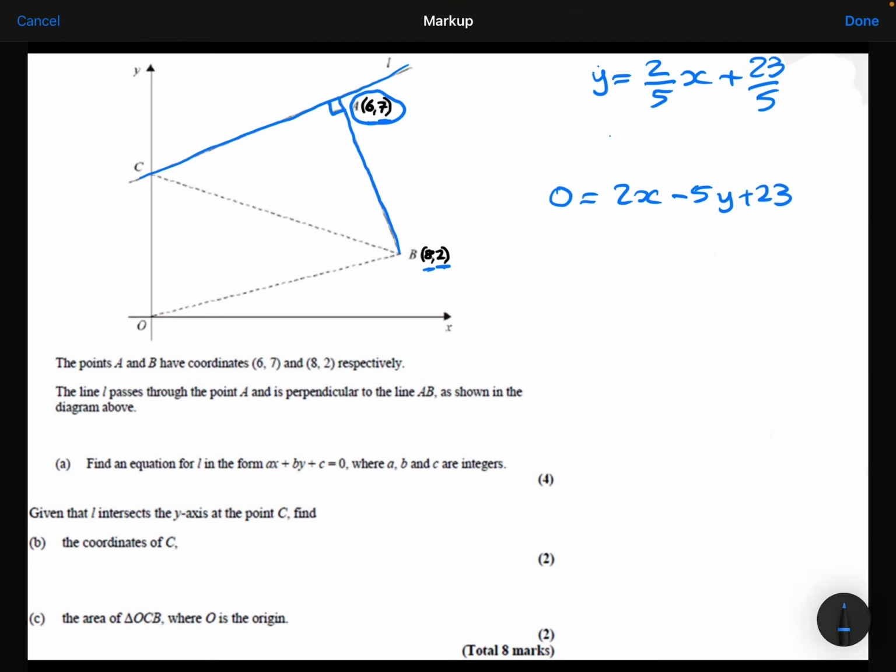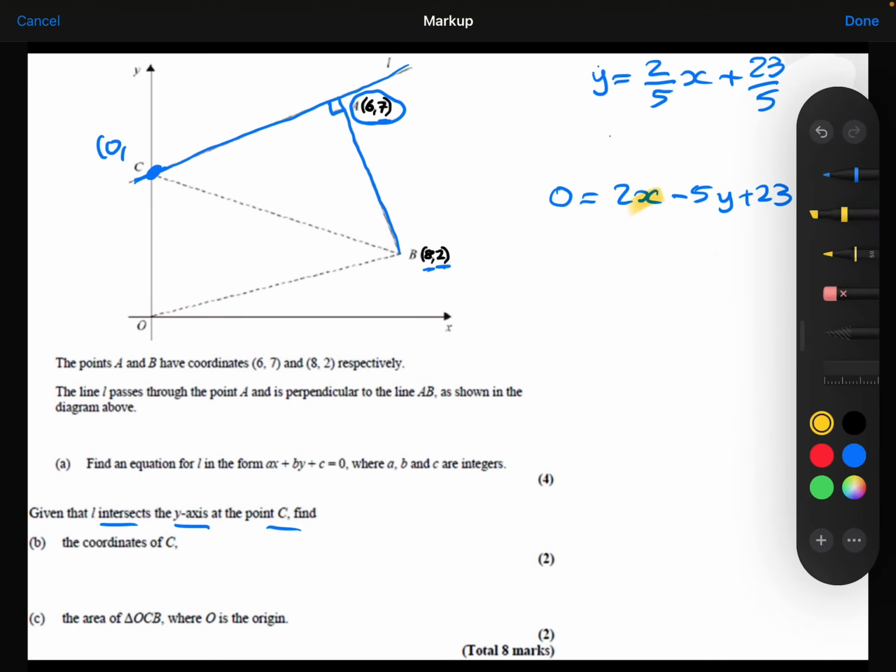Finally, okay. Line L intersects the y-axis at the point C. So we can see that on our diagram here, the line L is intersecting the y-axis at point C, so I know x is 0 at that point. So if I substitute 0 into either here or here, it's up to you, you will work out the y coordinate. I'm going to substitute it into that original equation, so I'm going to substitute 0 here, and I find that y is equal to 2/5 times 0 plus 23 over 5, which is 23 over 5.